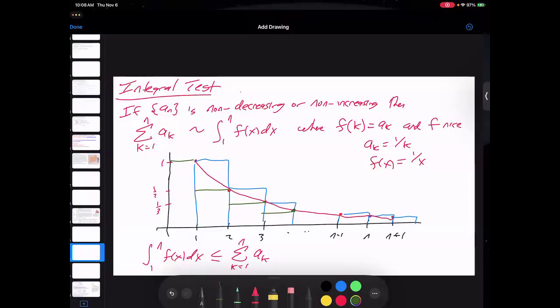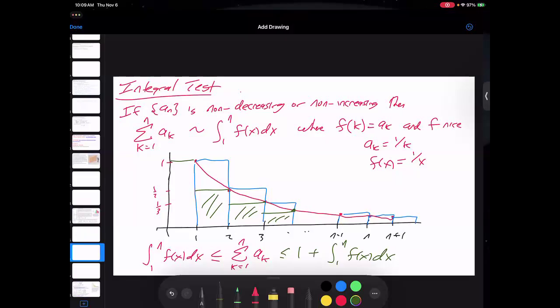Is the integral greater than all the green boxes? The integral is above all of them except for the first box, right? So what I would get is this would be less than or equal to the first box, which is 1, plus the integral from 1 to n of f of x dx. So doing a crude analysis like this, I can actually estimate the integral to within 1.